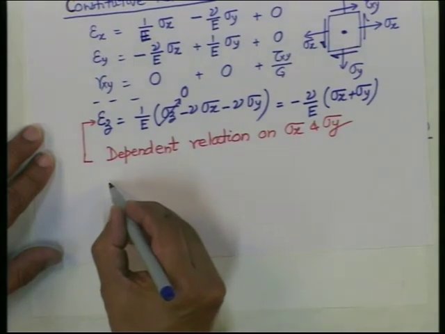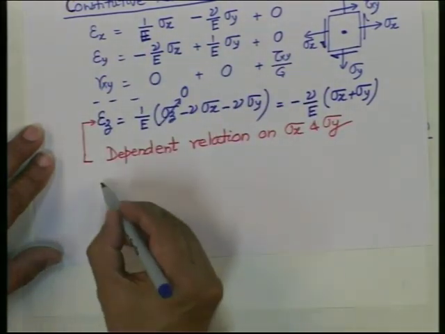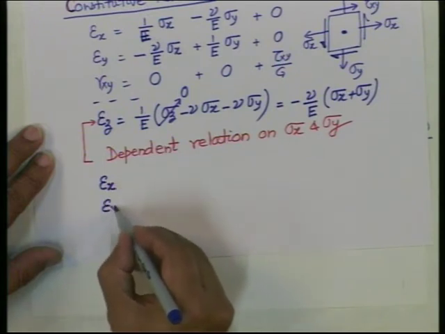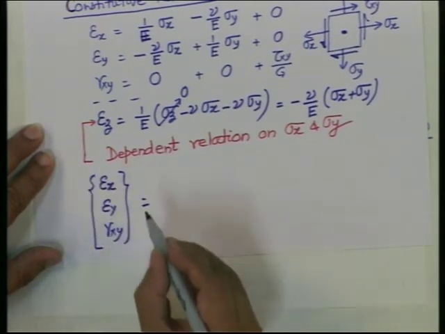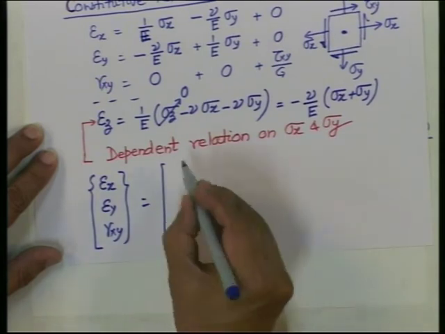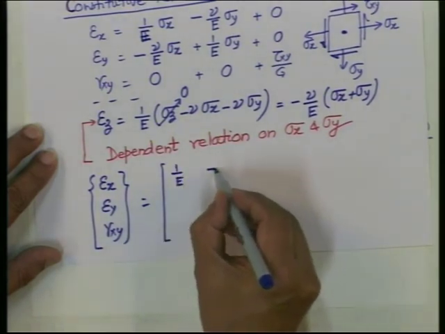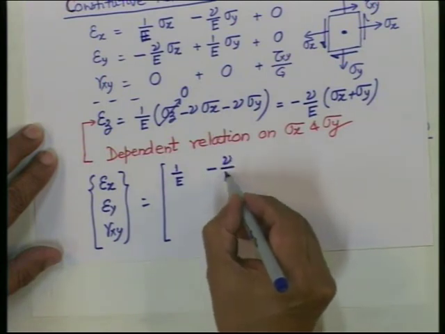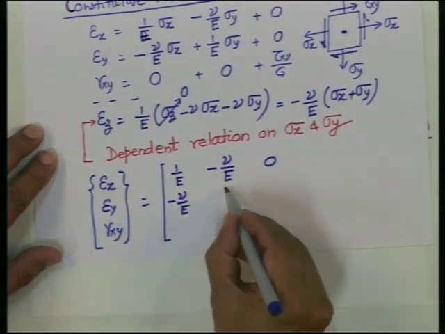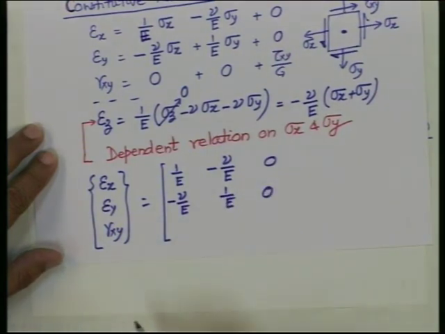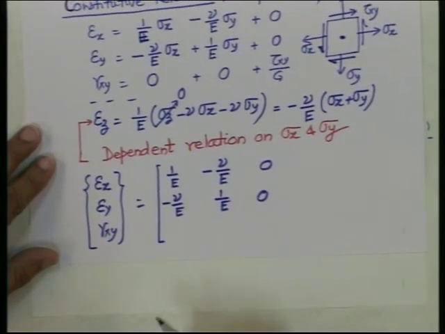So, you have got this S matrix, which is very easy here. For example, epsilon x, epsilon y, gamma x y, which is equal to 1 by E, minus nu by E, 0, minus nu by E. So, even if it is dependent, epsilon z, it should still be mentioned in this plane vector.